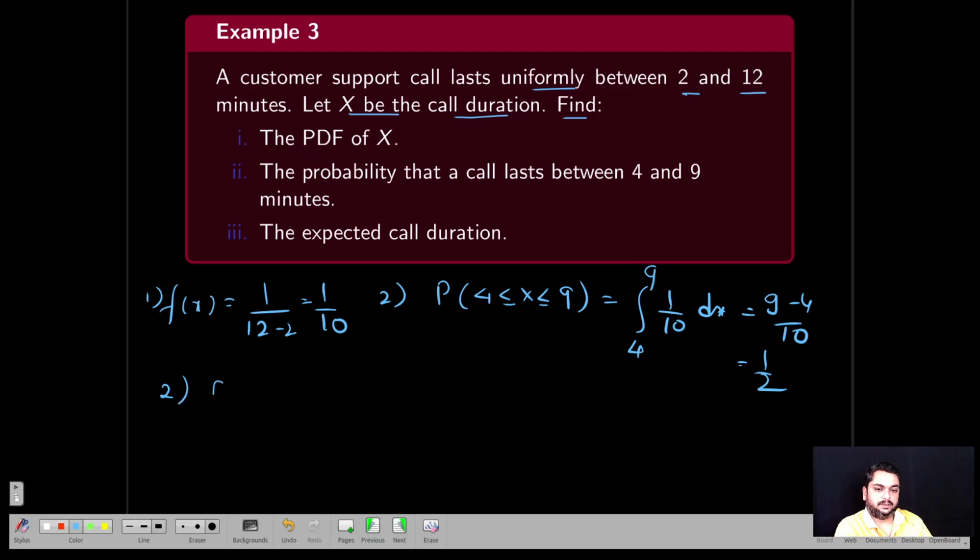Next, the expected call duration, E of x, is equal to (a plus b) by 2. So this is 14 by 2, that is equal to 7.